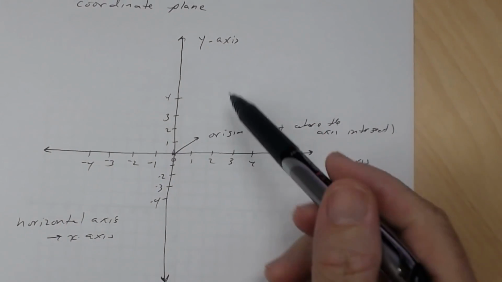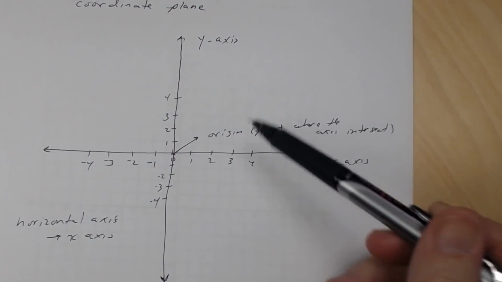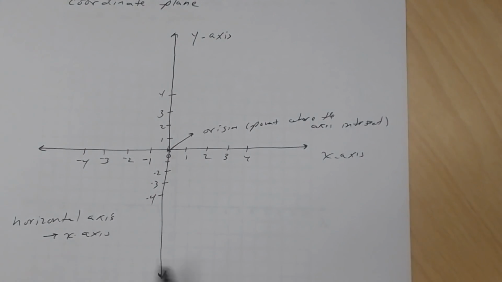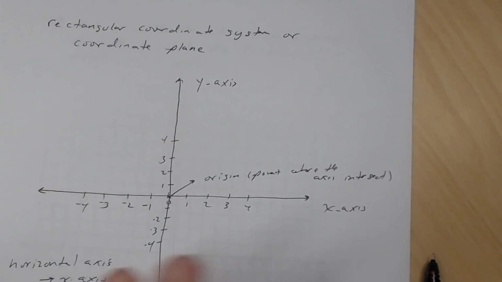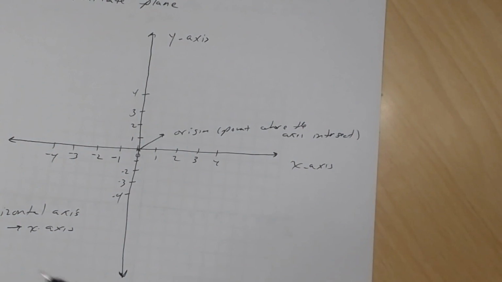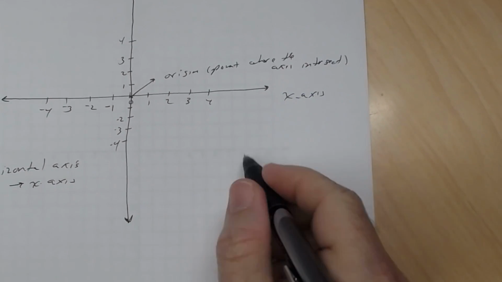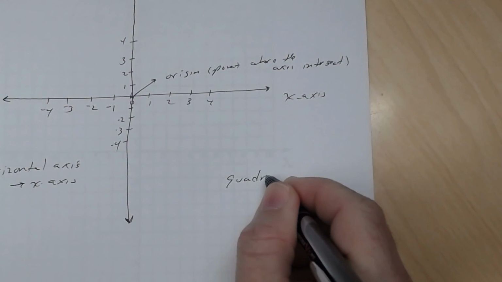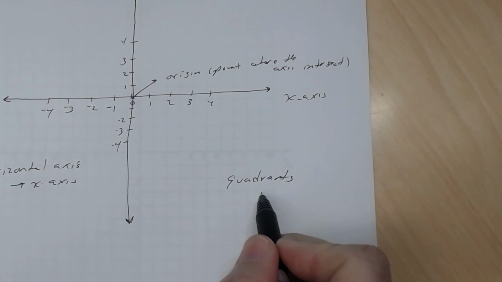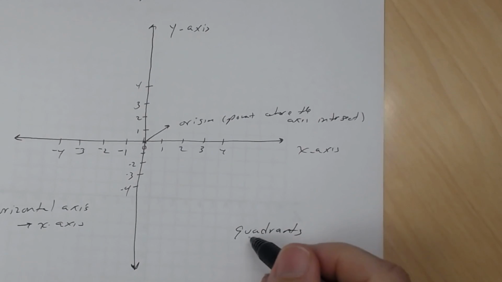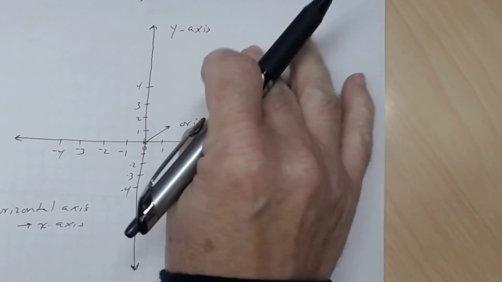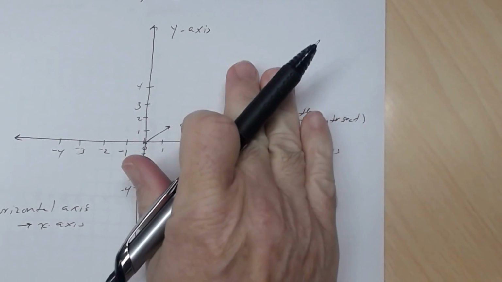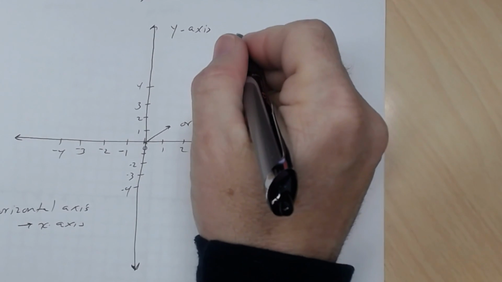Now notice that the x and y axis divide this coordinate plane, and notice this coordinate plane extends in all directions. It's an infinite plane. But it divides it into 4 quadrants. I'm using the word quadrants. Remember, quad means 4. So we start in this quadrant right here, that's called quadrant 1.